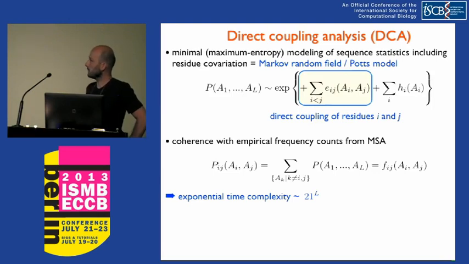The minimal model which actually captures covariation would be a Markov random field, or in statistical physics, which is my background, a Potts model. Basically it looks like an exponential of a sum over pairwise terms and local terms. These pairwise terms are the direct couplings we are after. So these would be the red lines in the slide two slides back.